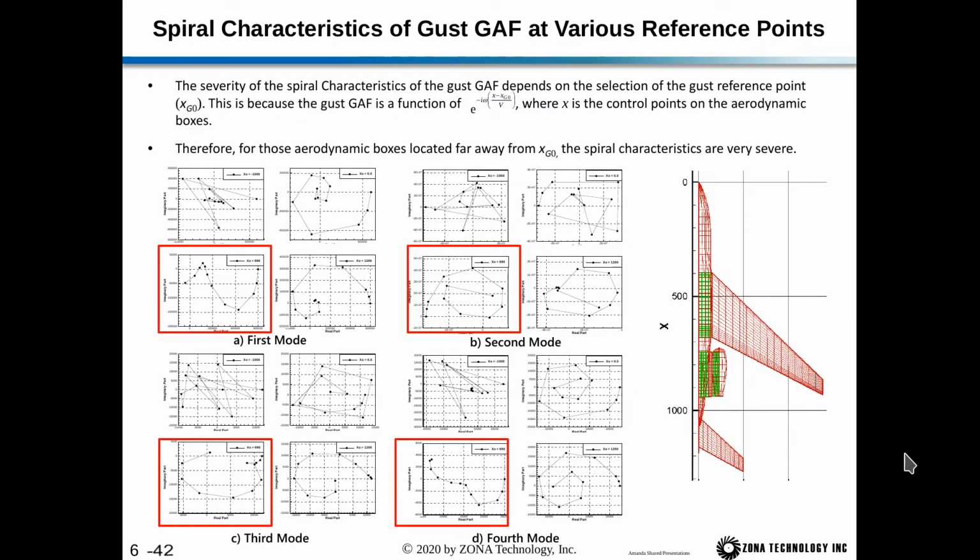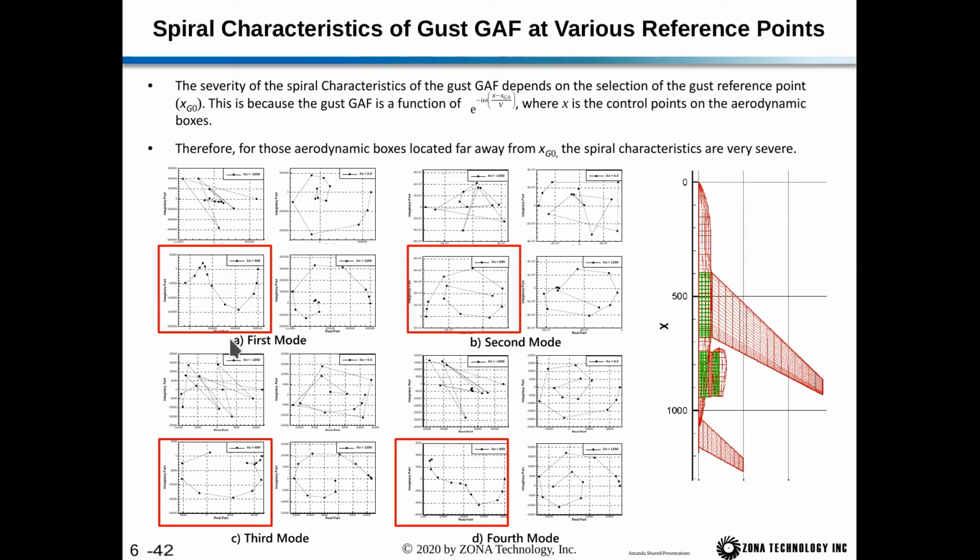Okay, next we'll look at the spiral characteristics of the gust gaps at various reference points. So the severity of the spiral characteristics of the gust gaps depends on the selection of the gust reference point xg0. This is because the gust gap is a function of e to the minus i omega times x minus xg0 over v, where x is the control point on the aerodynamic boxes. Therefore, for those aerodynamic boxes located far away from xg0, the spiral characteristics are very severe.